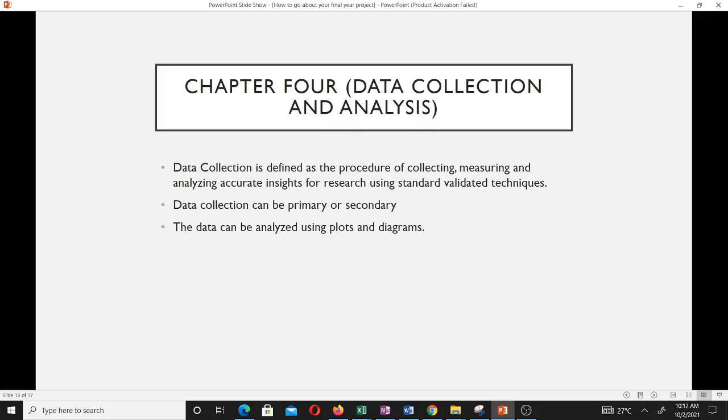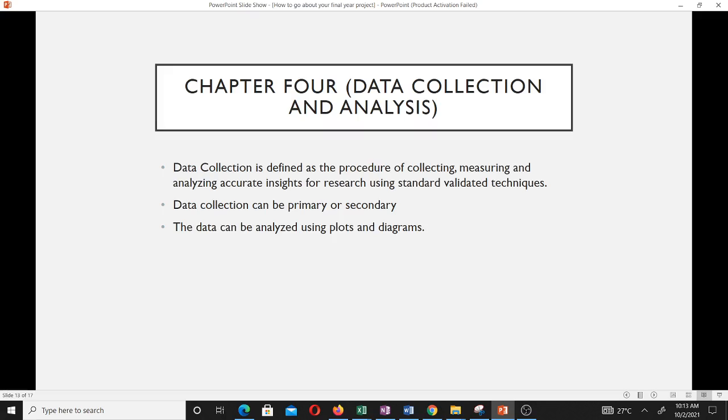Then we go to chapter four, which is data collection and analysis. Data collection is defined as the procedure of collecting, measuring, and analyzing accurate insights for research using standard validated techniques. In most cases, you have to collect data to test the method that you used and make some analysis. The data can be primary or secondary. Secondary is when the data is available somewhere and you go pick it. A primary source is when you take the data yourself. You can design questionnaires, or use interviews and the rest.